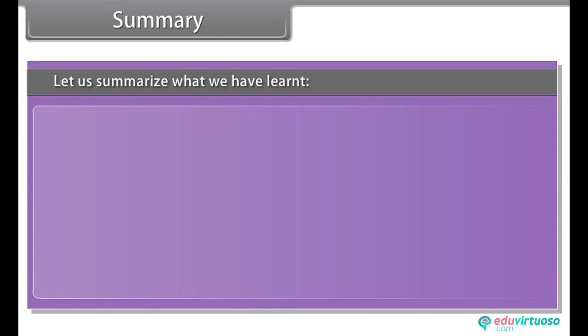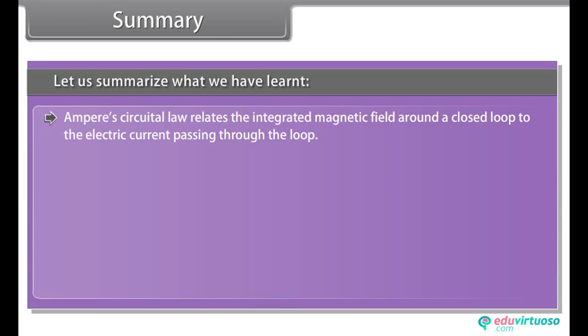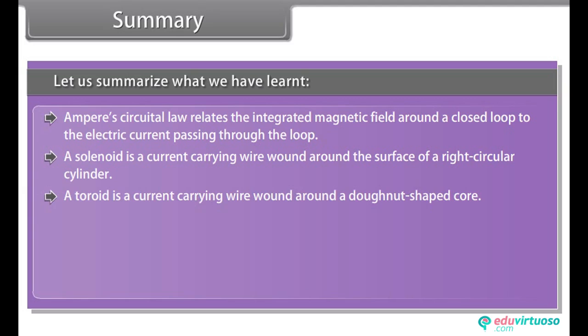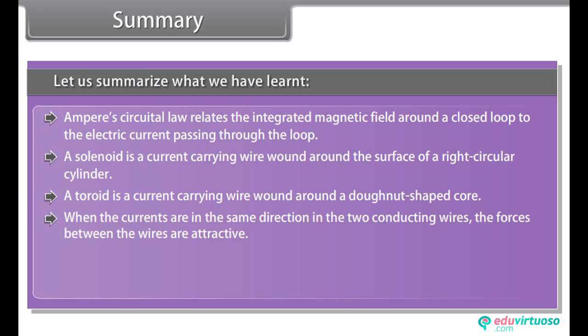Summary. Let us summarize what we have learned. Ampere's Circuital Law relates the integrated magnetic field around a closed loop to the electric current passing through the loop. A solenoid is a current-carrying wire wound around the surface of a right circular cylinder. A toroid is a current-carrying wire wound around a donut-shaped core. When the currents are in the same direction in the two conducting wires, the forces between the wires are attractive.